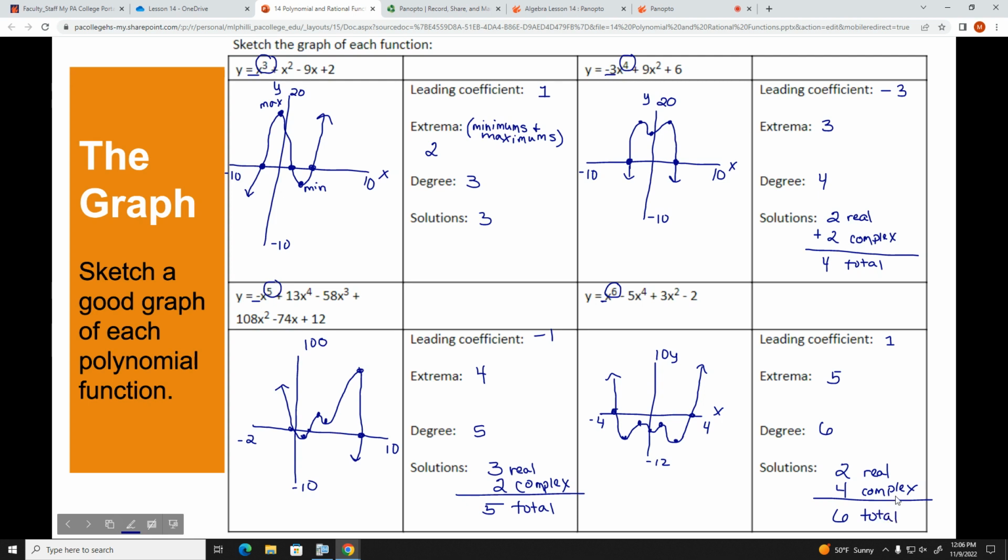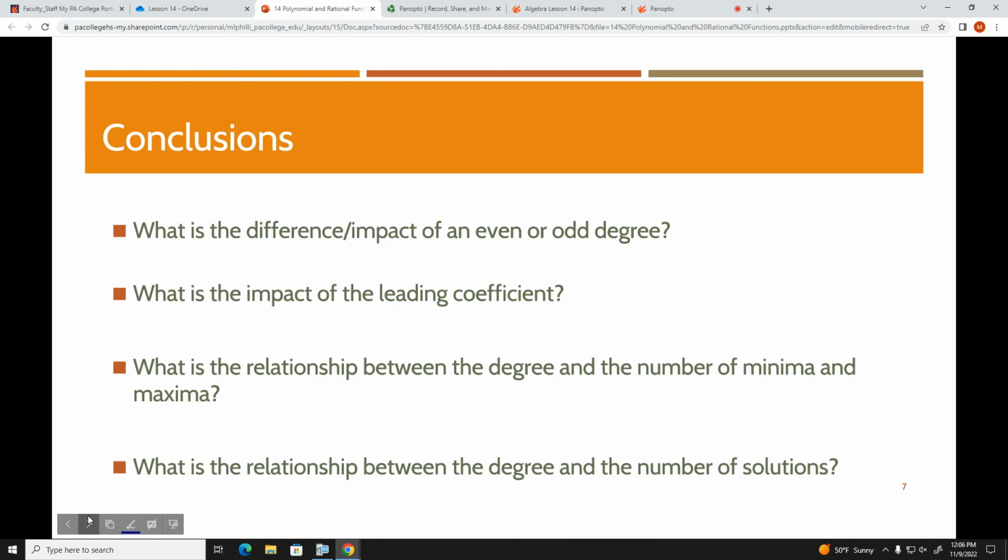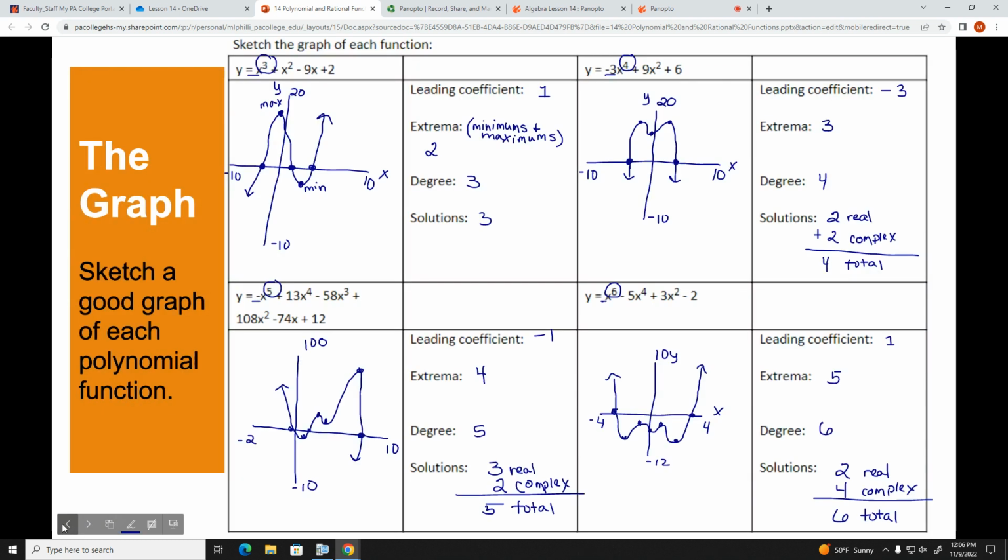So then I'm going to take all that information, all these observations, and try to pull them together to make some conclusions. So what is the difference or the impact of an even or odd degree? Looking at my graphs, when I am looking at an odd degree, it would be the 2 here on the left. And the thing I notice with an odd degree is that the left and the right of the graph go in opposite directions.